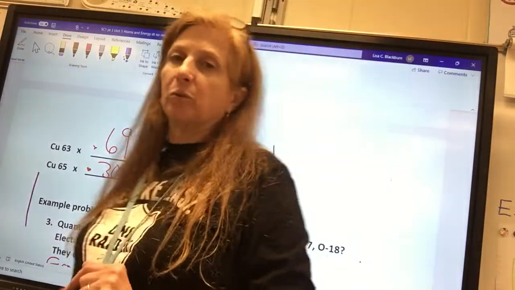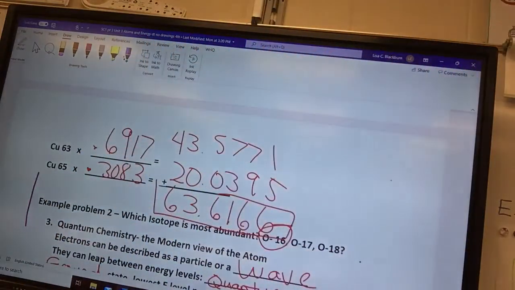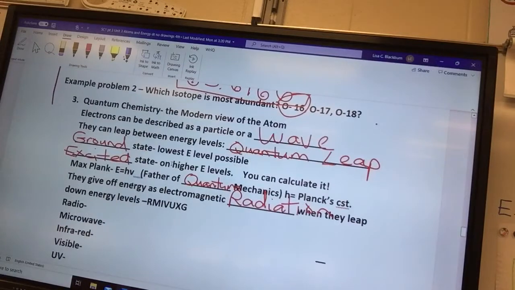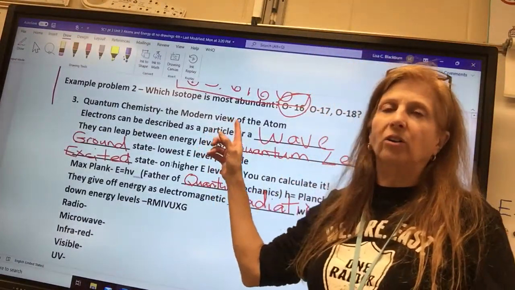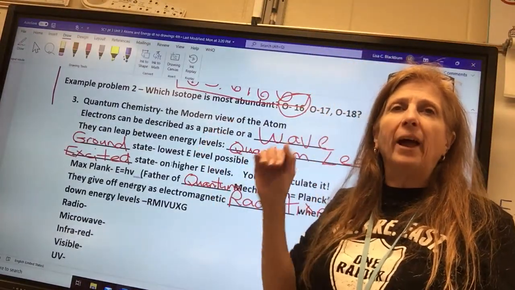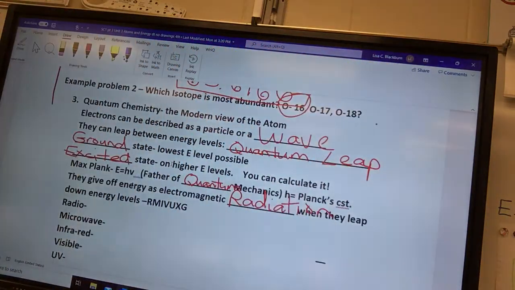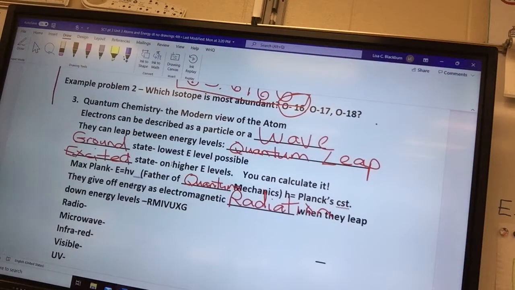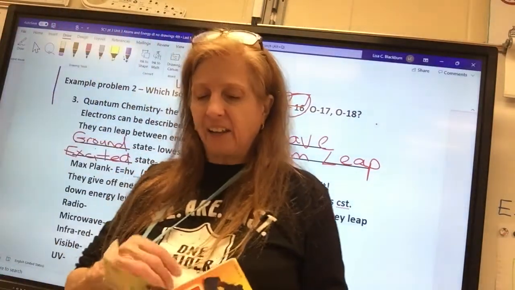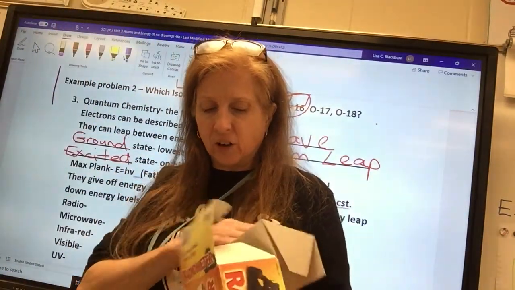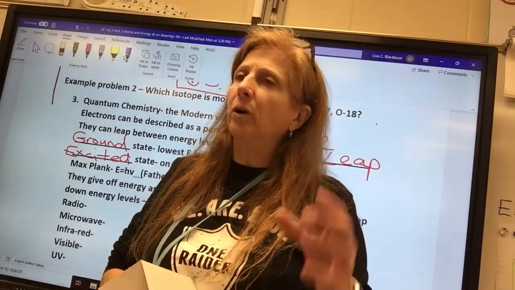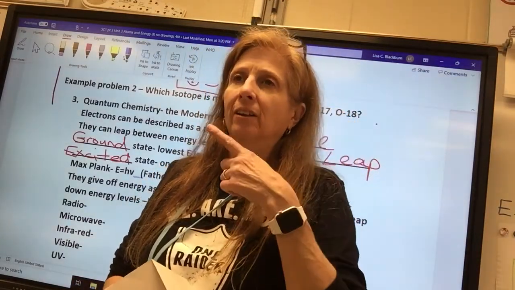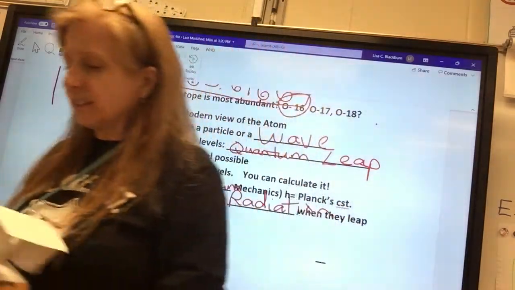So what we want to go down to is where it says quantum chemistry, or quantum physics is what we're doing. Okay, and this is the modern view of the atom. And our new view of the atom is that electrons can be described as a particle, like a tiny little particle, or even a wave. They have so little mass that they can just sort of be thought of as light. And there's a relationship between light and electrons. And you already knew that, because if you want to turn on a light, what do you turn on? The electricity, right? No electricity, no light.